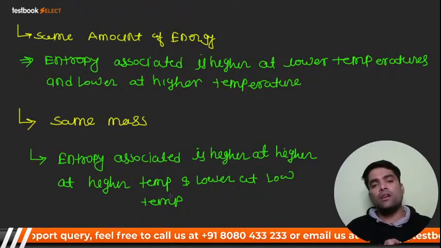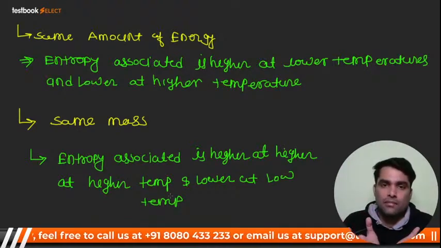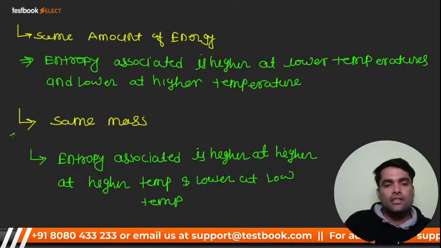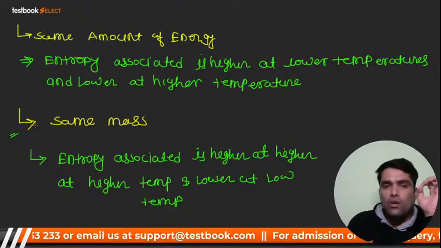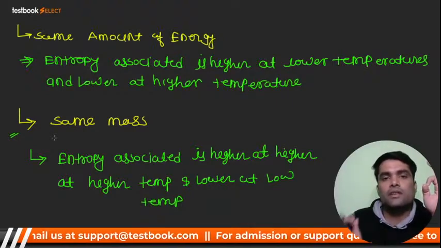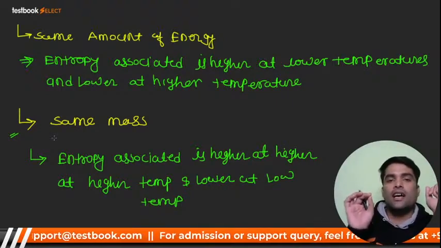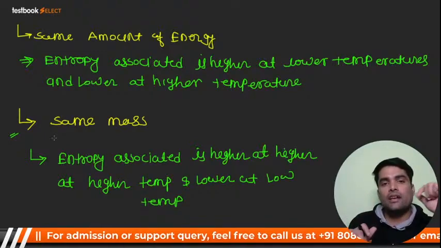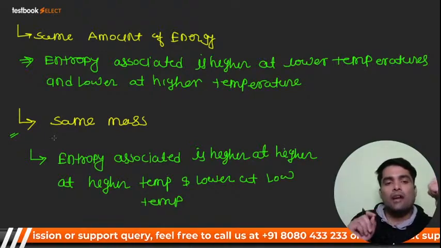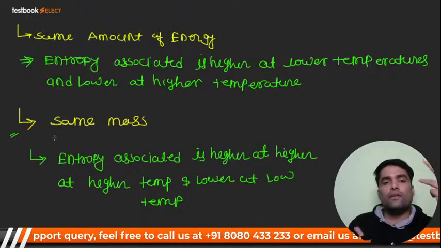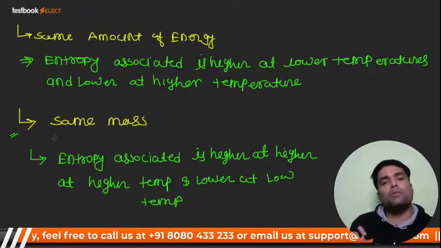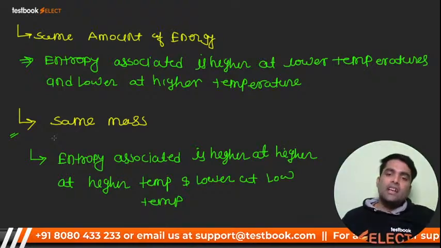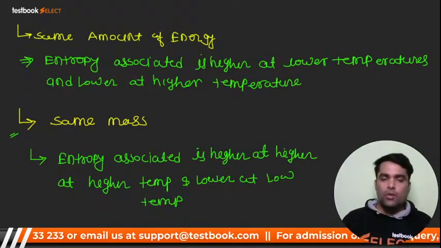If heat increases, then definitely entropy changes, because energy is not the same this time. This time we have kept the mass the same, right? So keep in mind these two statements. When we are talking about the amount of energy, the entropy associated will be higher at low temperature and lower at high temperature. And when we talk about mass, if the temperature is higher, entropy will be higher; if the temperature is low, entropy will be low, right? That is, the degradation of energy will be low.